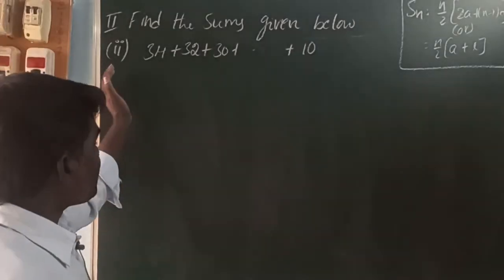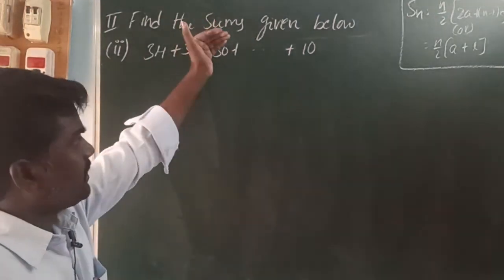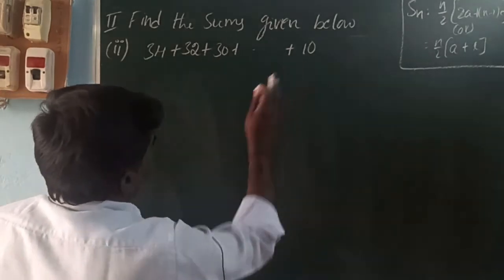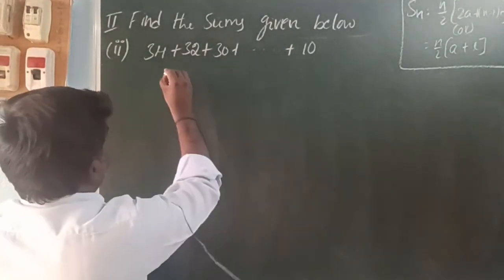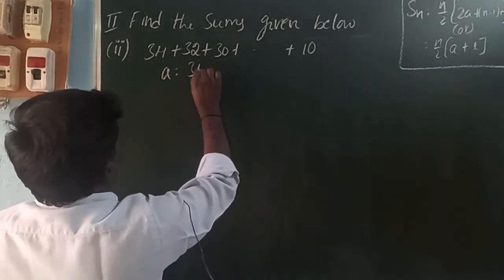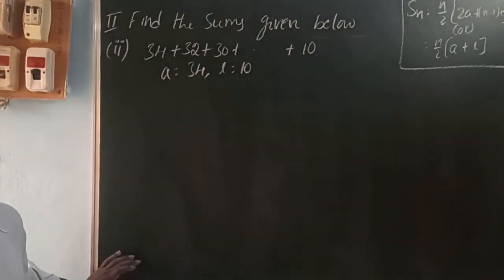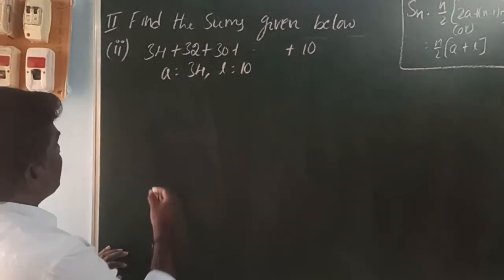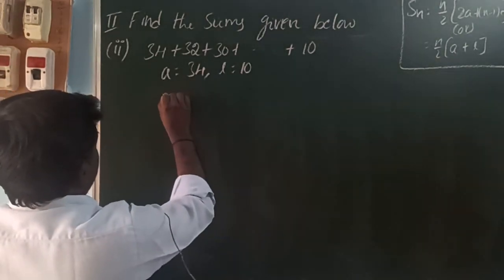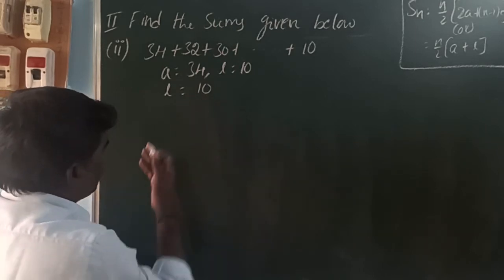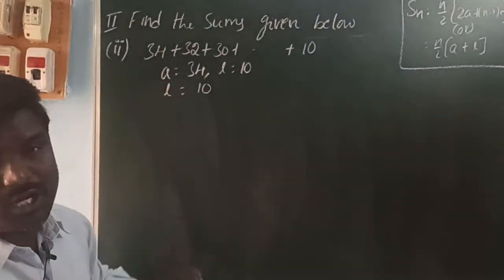Next, second one, find the sums given below. Here 34, 32, 33 and so on. The last term is 10. So here the first term is 34, last term is 10. How many terms are there? How can we find that? By using the nth term. So here the last term is 10. Before we can find the number of terms, first find the common difference.